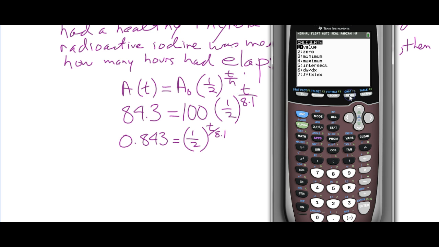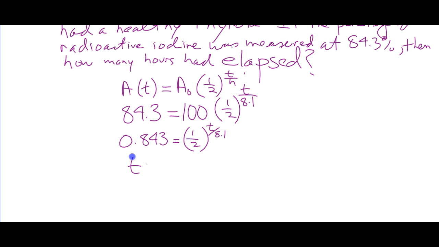Okay, second calc, intersect. Just move along, one, 2, 3, the x value. 1.9958, so let's call it 2.0. We got 1.9958 for t. Okay, what unit of time is t measured in? Days. So how many hours was it?